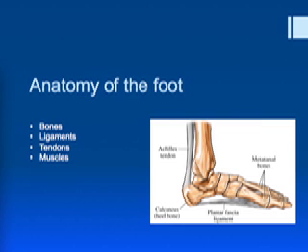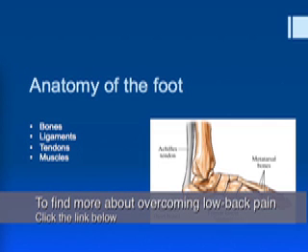So on a very basic level, what we have in the foot is bones. As you can see on the screen, we've got many different bones in the foot. We've got many different bones for our toes, many different bones for the main bulk of the foot, and then many different bones in and around our ankle joint and where it joins to our tibia and our fibula.